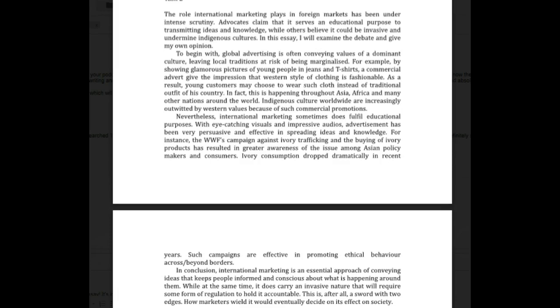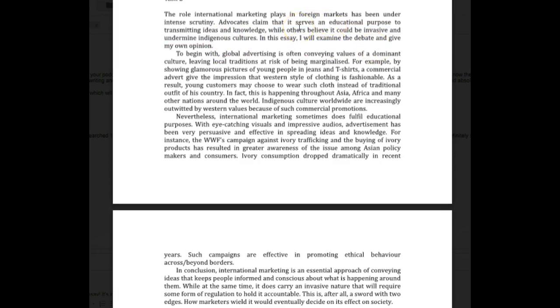Okay, the role of international marketing plays in foreign markets has been under intense scrutiny. Advocates claim that it serves an educational purpose to transmitting. I don't know why you said to transmitting. How about this? Advocates claim that it serves an education purpose to transmit, that's better, ideas and knowledge, while others believe it could be invasive and undermine indigenous cultures. In this essay, I will examine the debate and give my own opinion.